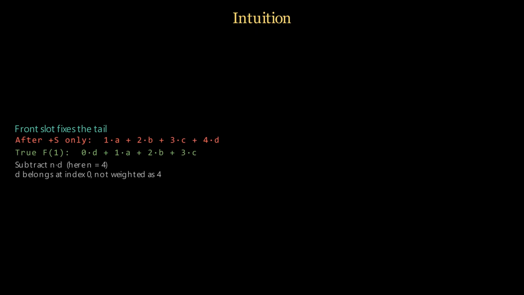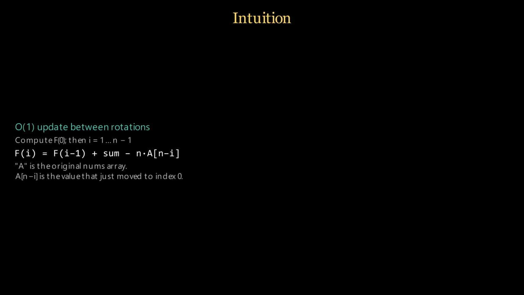After that naive bump, D still acts like it sits at index 4. In the true f of 1, D is at the front, so it should be 0 times D, not 4 times D. Subtract n times D to remove the overboost. First build f of 0 the honest way.